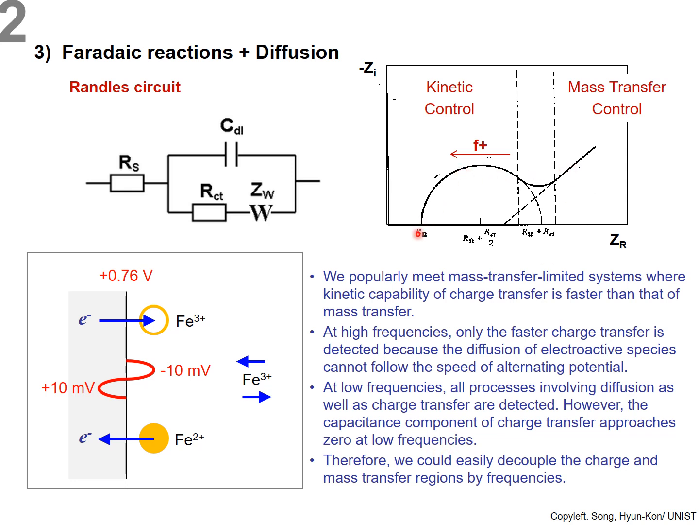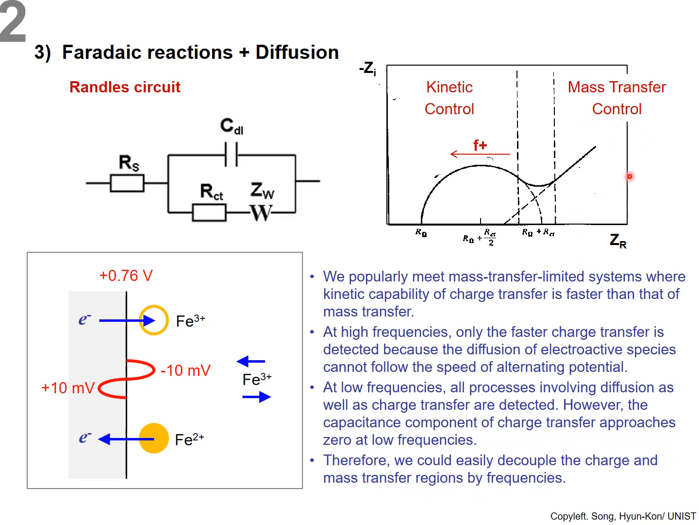So look at that. Let me follow the semicircle line. Some values of capacitance, the y-axis means capacitance, are going down, and then finally it is going to zero. So therefore, we could easily decouple the charge and mass transfer regions by frequencies.